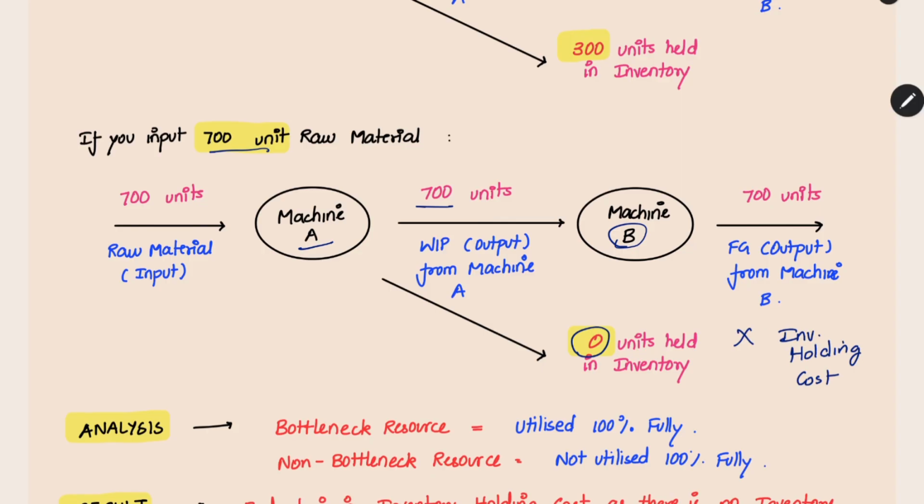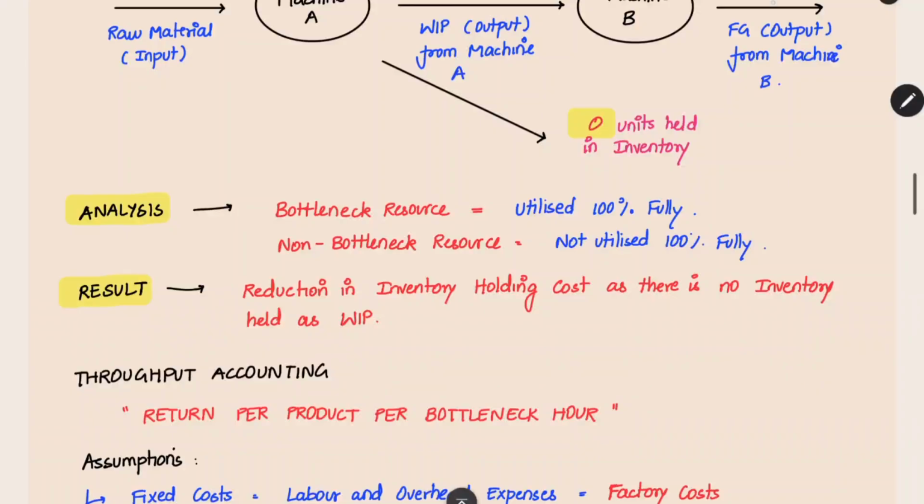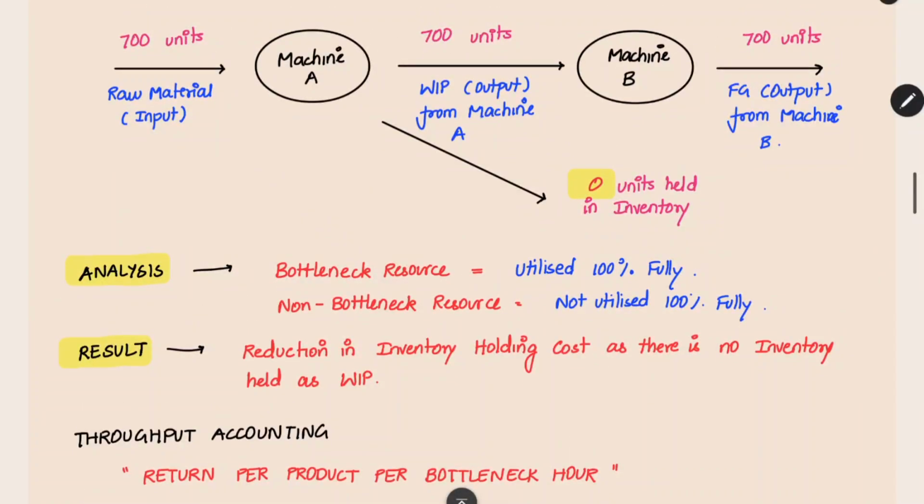Between these two examples, the limiting factor is used properly. Because of that, you are saving the inventory holding cost. Now what we can analyze is that the bottleneck resource, that is machine B, is used 100%. 700 units is fully used of machine B. But the non-bottleneck resource, machine A, is not utilized 100%. 1000 units is the capacity, but you are utilizing only 700. You are not utilizing fully.